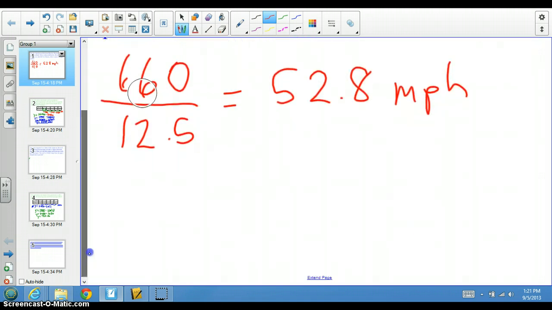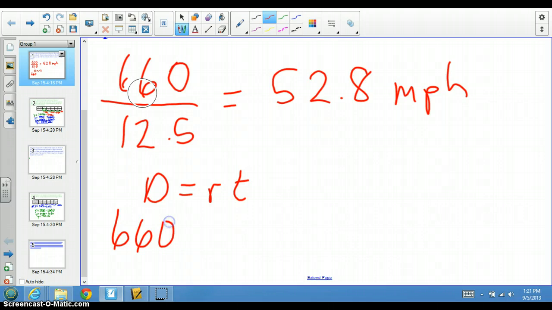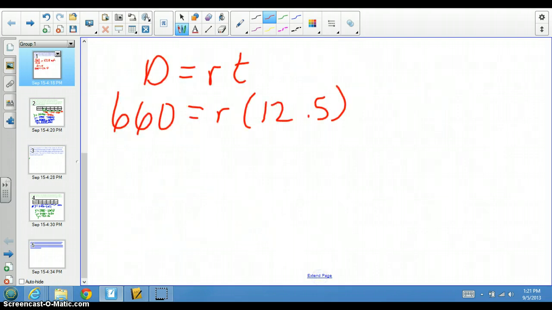Okay, some people need a formula to use. Well, we have a distance equals rate times time formula. Our distance is 660 miles. Our rate is our speed, we do not know, and our time is 12.5 or 12 and a half hours. So this is a one-step equation. How do we get R all by itself? Divide by 12 and a half.